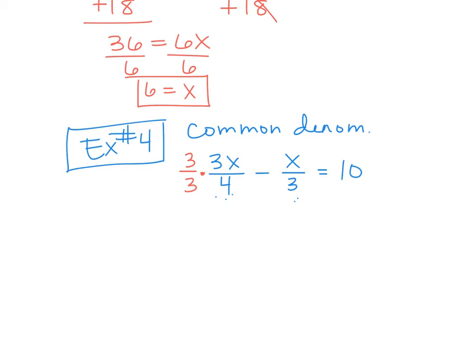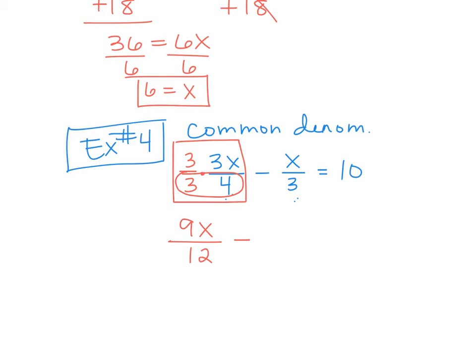So, what is this going to become? That's going to be 3 over... What's 3 times 3? 9. So you have 9x, and then 3 times 4 is 12. Okay? Then we're going to subtract.